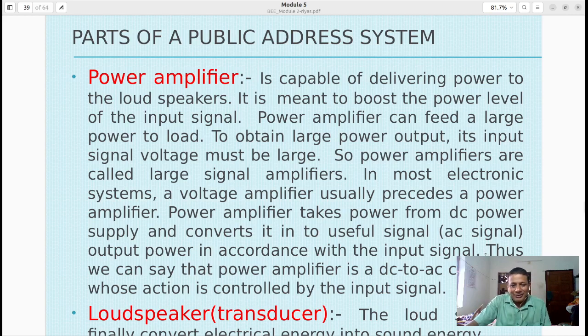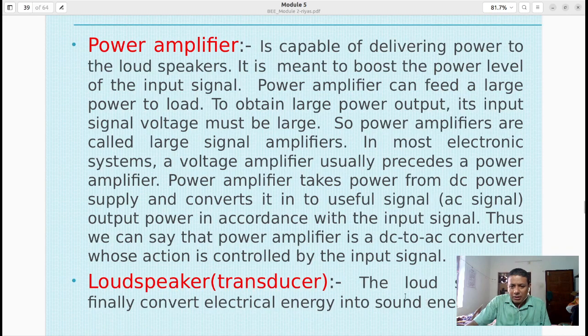And from the output of the power amplifier, we are connecting it to a loudspeaker. So the loudspeaker is also a transducer. The loudspeaker is a transducer which converts electrical signal into sound energy. So that is about the PA system. I think you got an idea about the working of the public address system now.